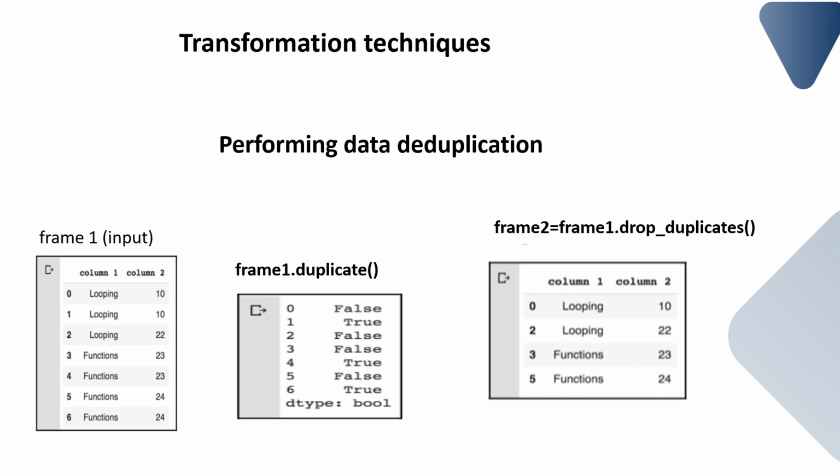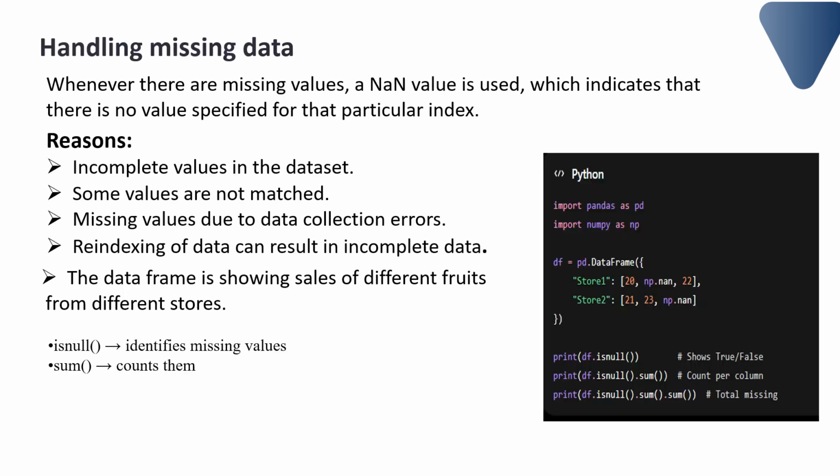After finding the duplicate elements, we need to drop them. The syntax is frame1.drop_duplicates. After dropping the duplicate elements, the original elements will be displayed: looping 10, looping 22, functions 23 and functions 24. This is called data deduplication.